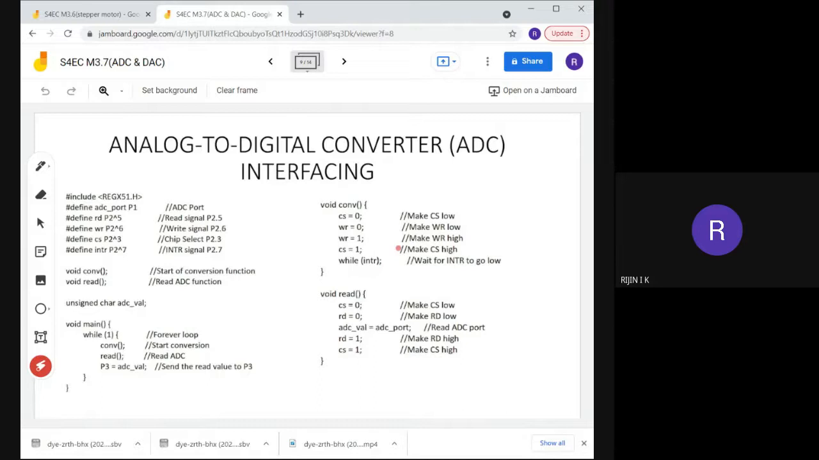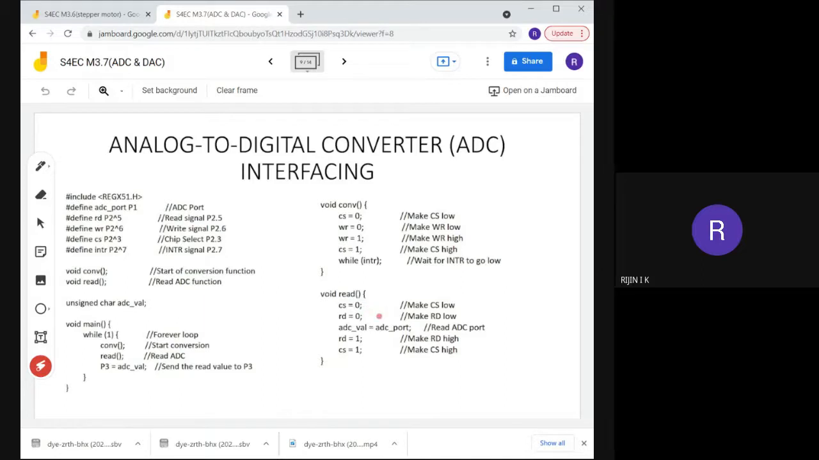Then after conversion, when the value of INTR becomes 0, we can read the value. This is the function used for reading the value, void read. For reading the value, first we need to select the chip, then only we can read the value. For selecting the chip, we use CS is equal to 0, the chip selection bit, make it low.